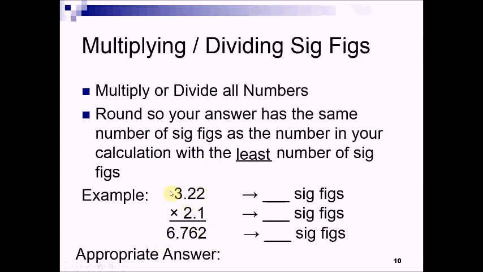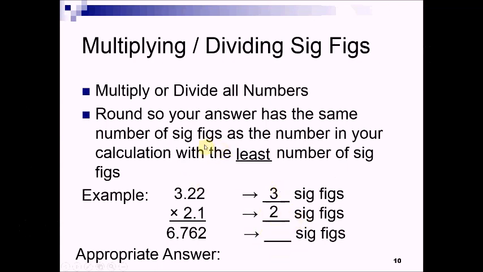Look at the numbers you started with and figure out how many significant figures there are. 3.22, I don't even have any zeros to worry about, no big deal. That's going to be 3 significant figures. 2.1, how many significant figures were there? Just the 2. So if I started with 2 numbers that had 3 significant figures versus 2 significant figures, my answer cannot have more than these.